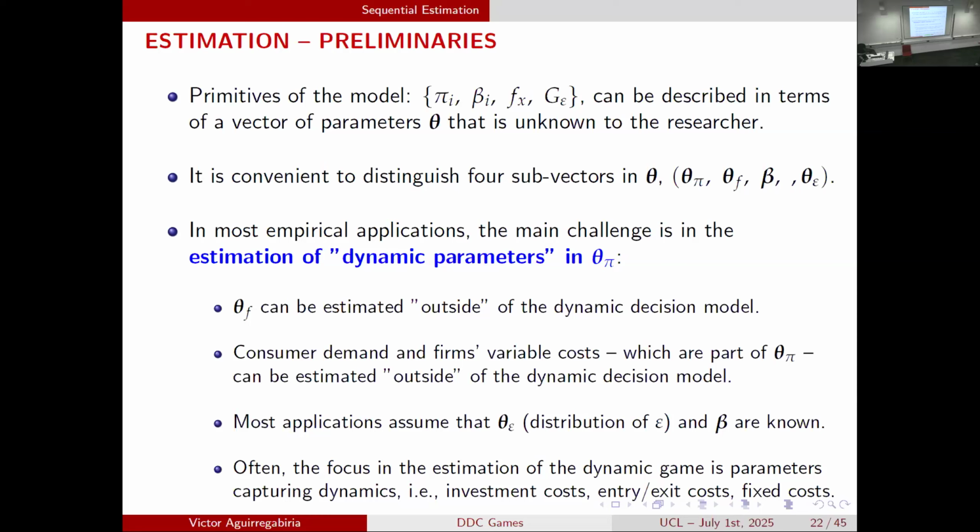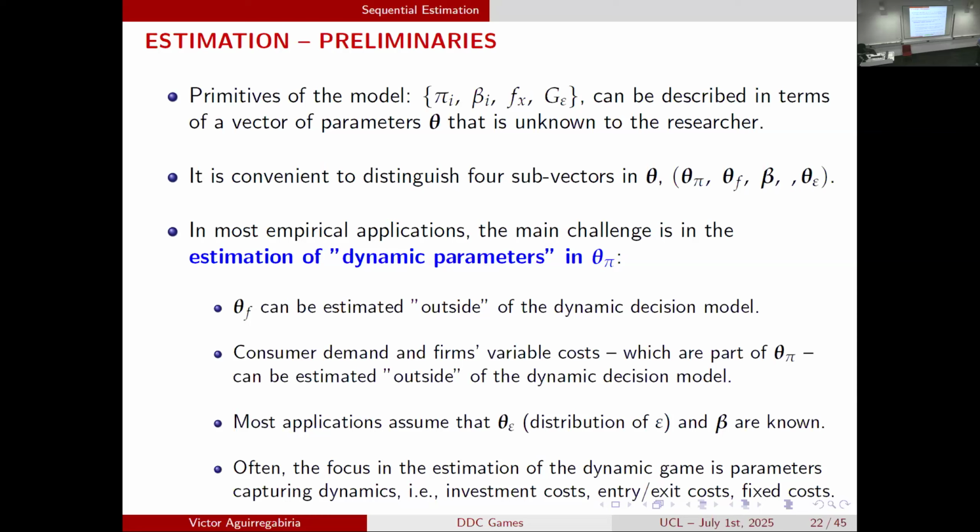Our goal is to estimate the parameters of the model. In principle, the parameters of the model include the parameters in the payoff function, the discount factor, the transition probabilities of the state variables, and the distribution of epsilon. Let me use theta to denote all the structural parameters, where we could distinguish different components: the structural parameters in the payoff function, in the transition probability of the state variables, and in the distribution of epsilon.